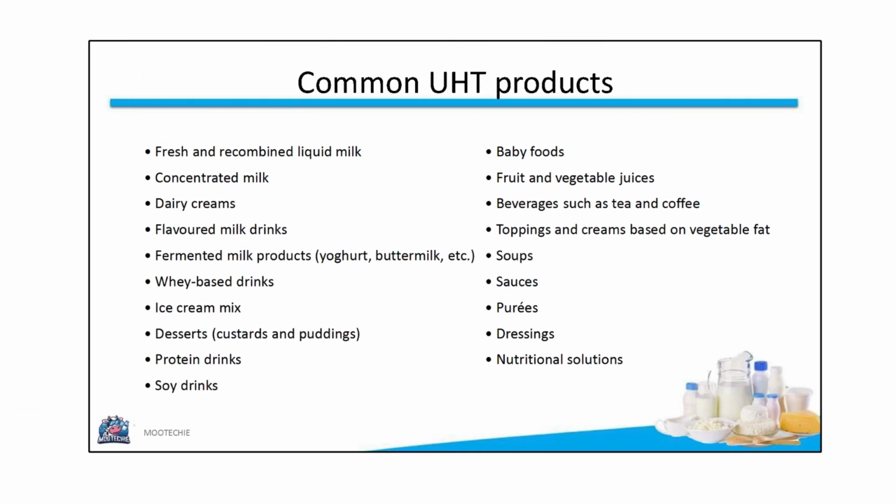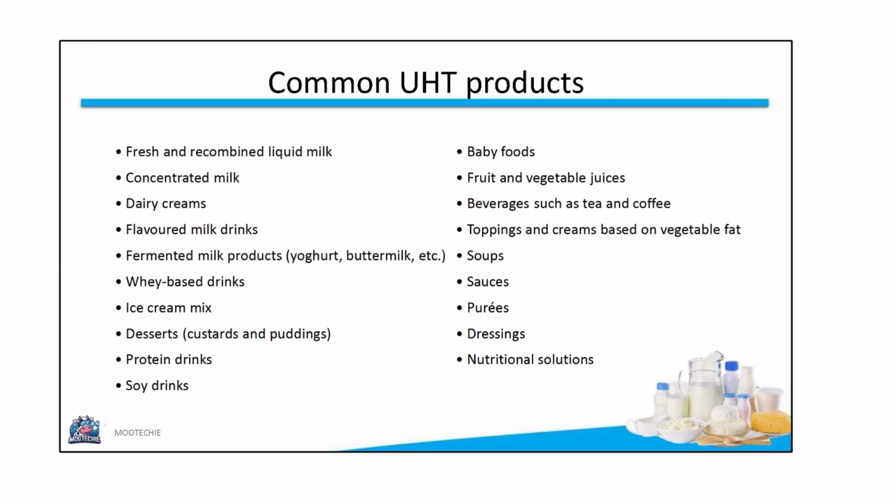A wide variety of products are commonly processed using UHT technology. This includes fresh and recombined liquid milk, concentrated milk, dairy creams, flavored milk drinks, and fermented products like yogurt and buttermilk. The list also extends to whey-based drinks, ice cream mix, desserts like custards, protein drinks, soy drinks, baby foods, fruit and vegetable juices, tea and coffee beverages, vegetable fat-based toppings, soups, sauces, purees, dressings, and nutritional solutions.